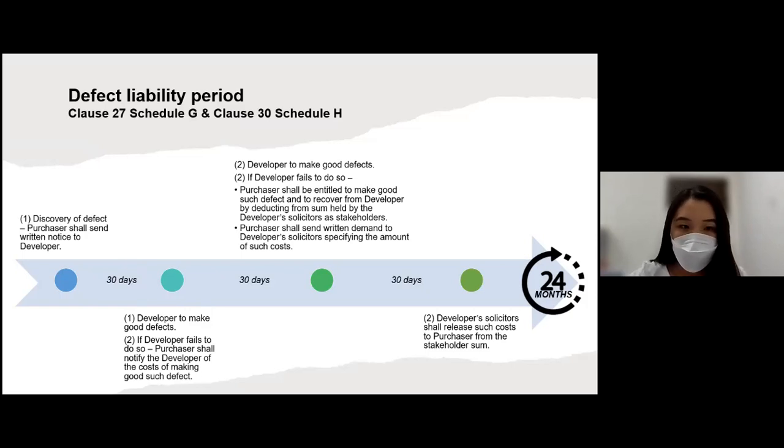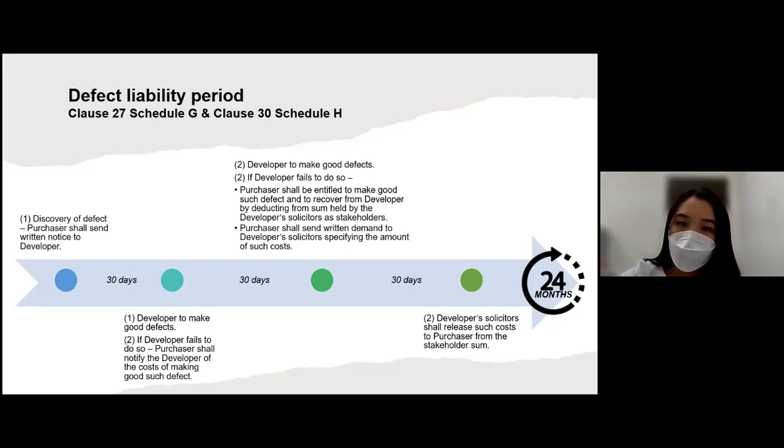If the developer fails to do so, the purchaser can notify the developer regarding the cost to repair such defect before they proceed to do so. The developer will be provided another 30 days to repair such defects. If after these 30 days the developer still fails to do so, the purchaser will then be entitled to get their own contractor to repair the defects and deduct the sum held by the developer's solicitors as stakeholders.